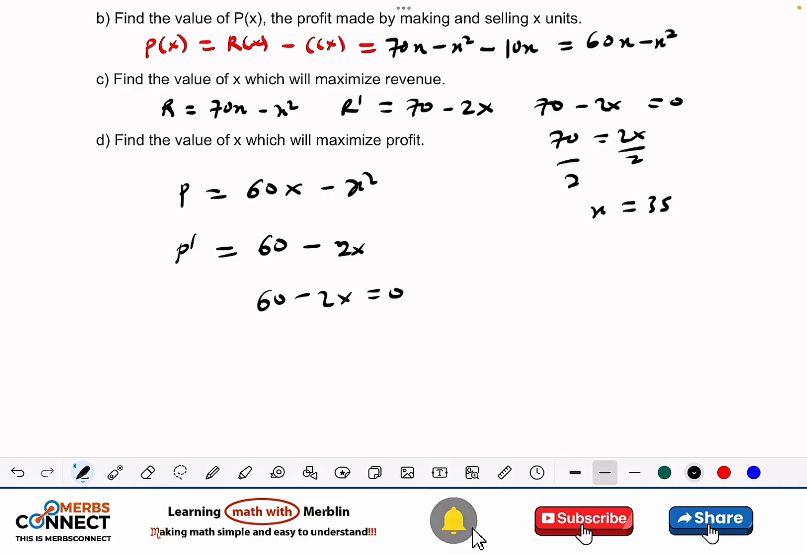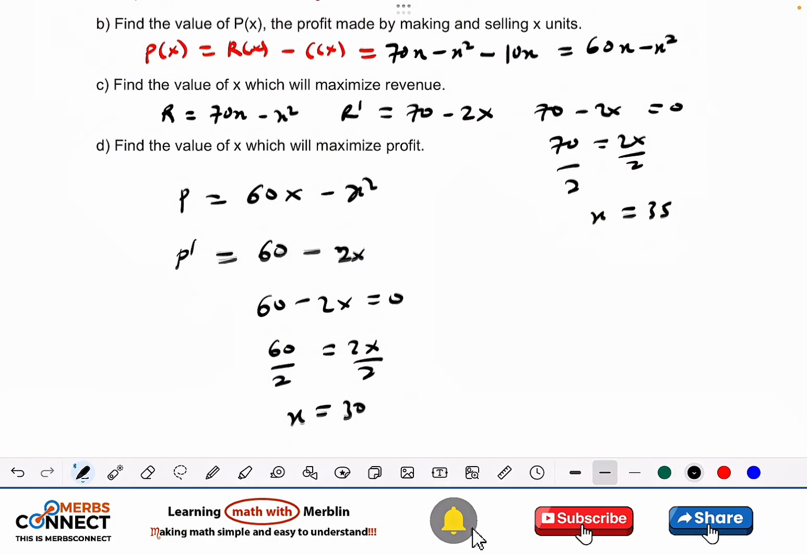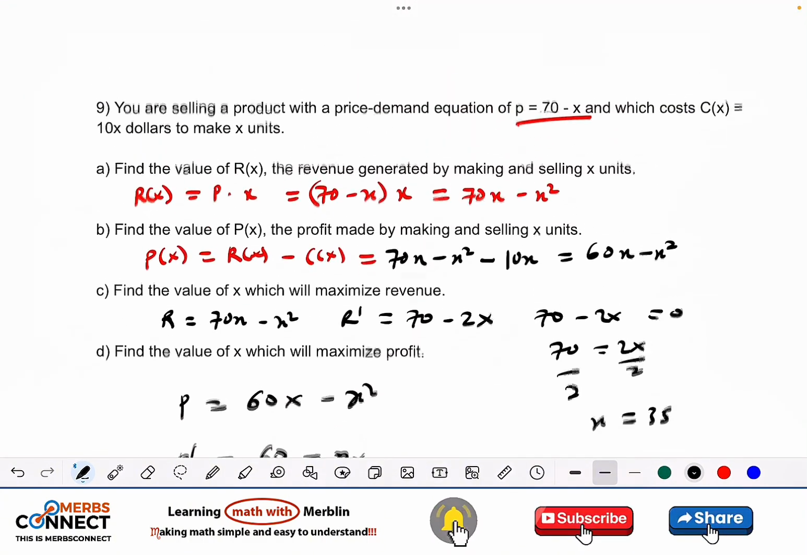That will make sure that this is 0. So 60 is equal to 2x. Divide 2 by 2. And here your x should be 30 before we can maximize profit. Right. So that is basically question 9.